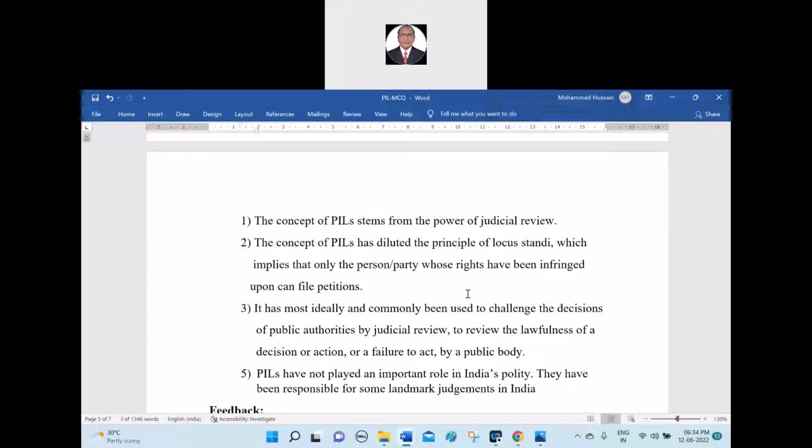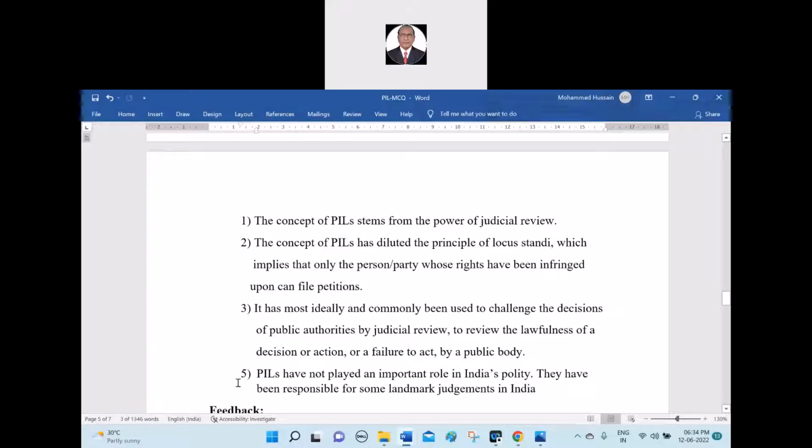Number two, the concept of PILs has diluted the principle of locus standi, which implies that only the person or party whose rights have been infringed upon can file petitions. Number three, it has most ideally and commonly been used to challenge the decisions of public authorities by judicial review, to review the lawfulness of a decision or action or failure to act by a public body.